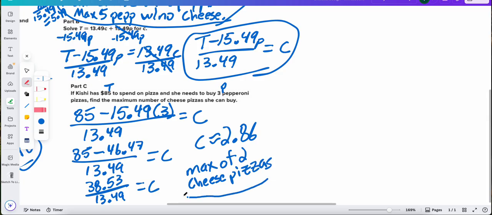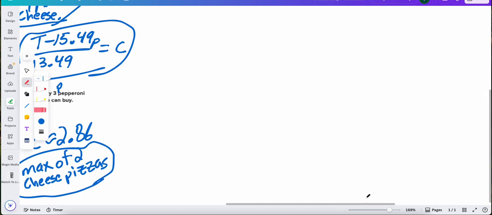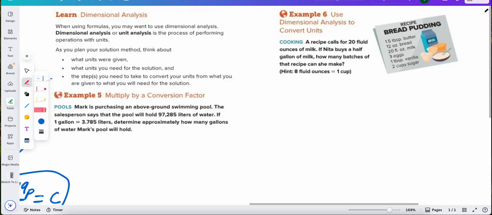And that is when she only has $85 to spend, and she's already planning on buying 3 pep. That means she can only have enough to buy 2 cheese. Okay. So we're going to go ahead and move on to that next one, which is going to have dimensional analysis. Okay. So I'll go ahead and read that to you.